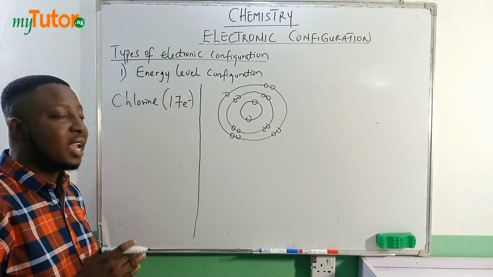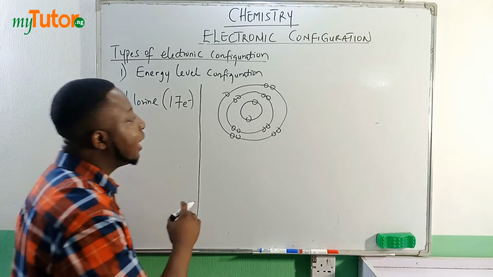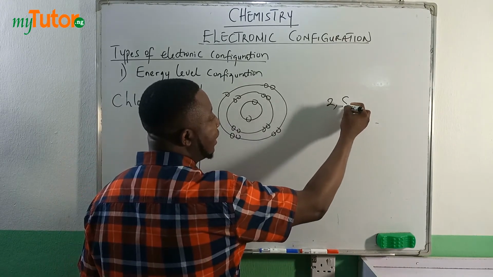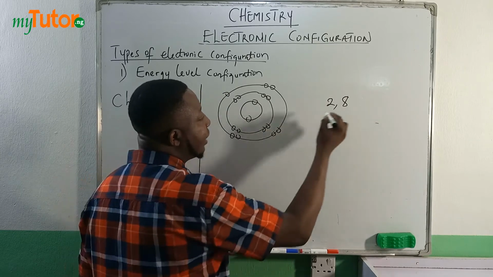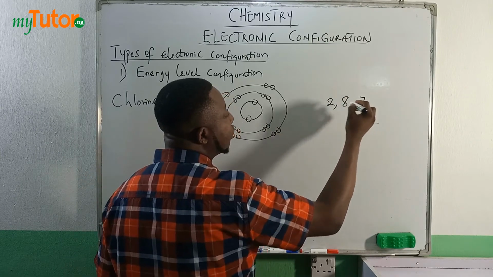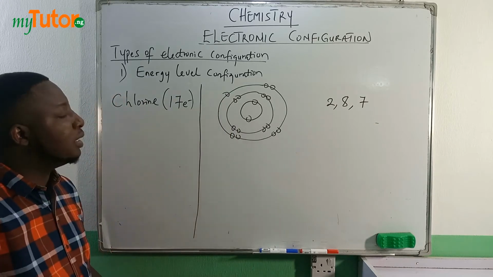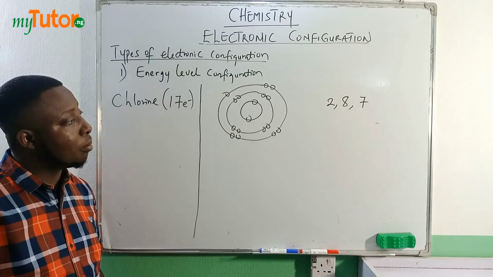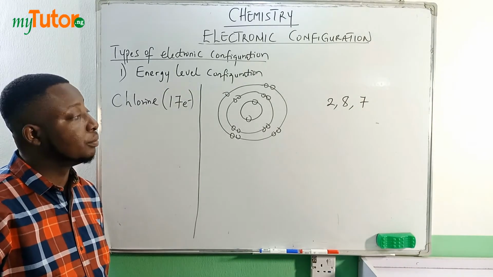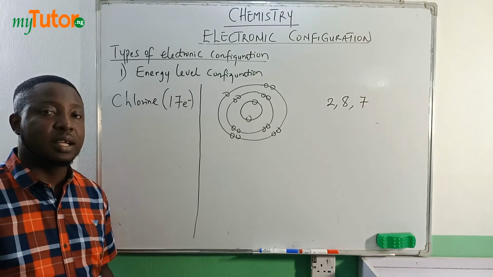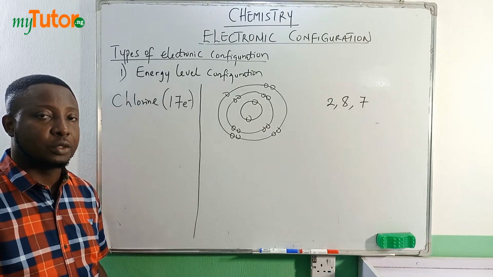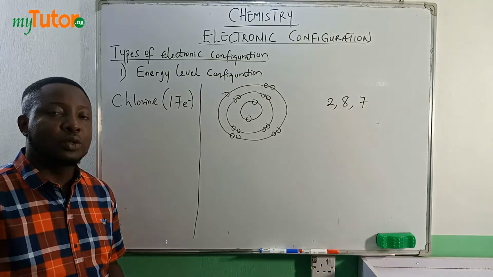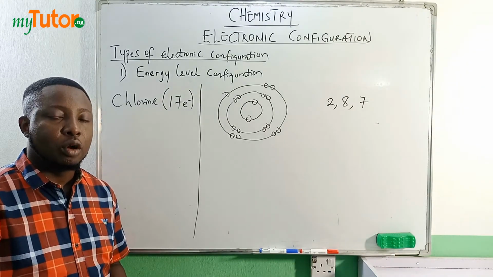Now to write the energy level configuration, the first energy level has 2 electrons, the second energy level has 8 electrons, and the third energy level has 7 electrons. So the electronic configuration of chlorine is 2, 8, 7. That is how to write the energy level configuration of chlorine atom. So we want to look at the orbital level configuration and how to write the orbital level configuration of atoms.